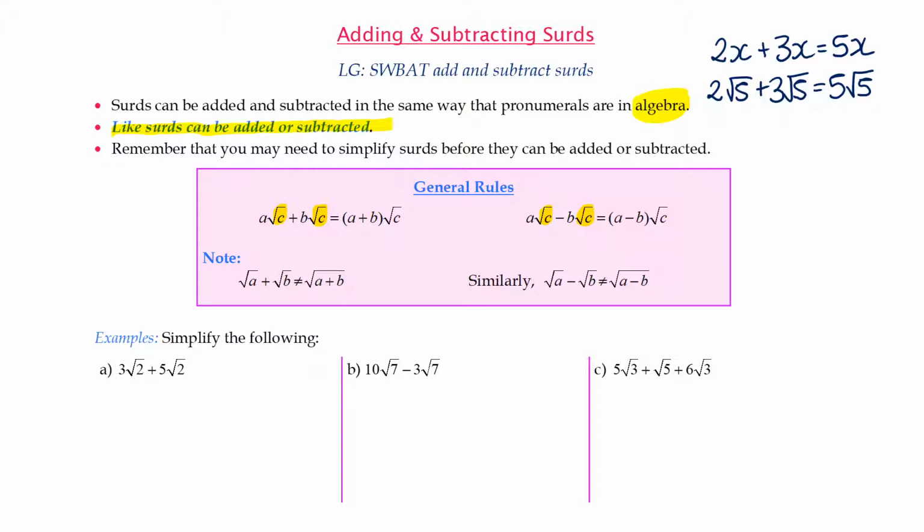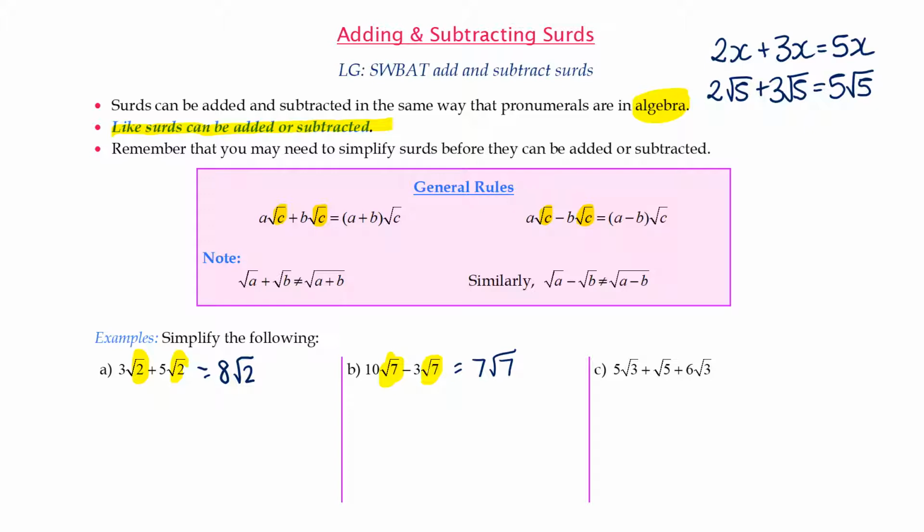So if I look at the examples down the bottom, I've got 3 root 2 plus 5 root 2. So I have my root 2 and root 2, so I know I can add here. I just go 3 plus 5 is 8 and write the root 2. Similarly, in the next one, both are root 7s, so I can go 10 minus 3 is 7 and then just put the root 7.